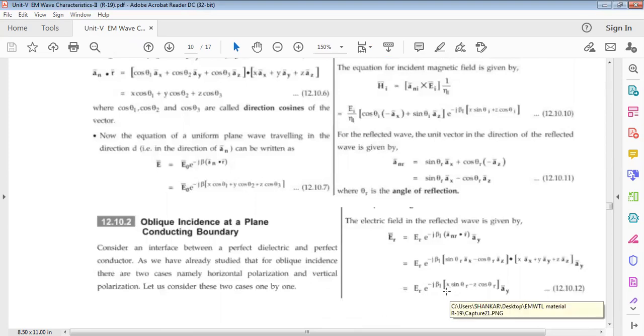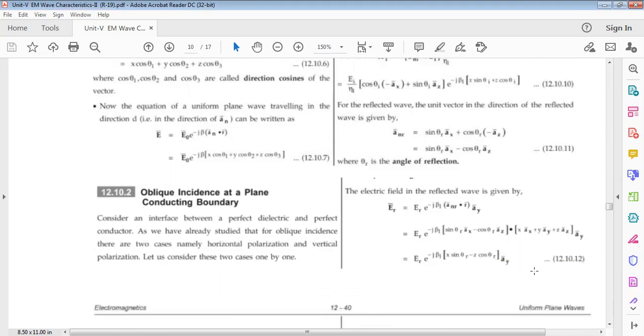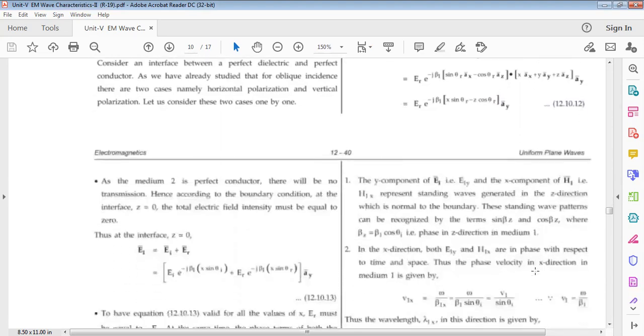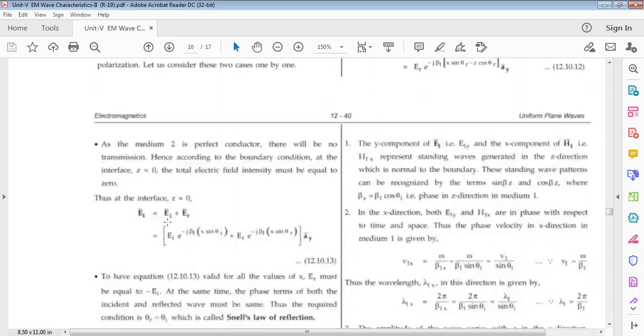And ER bar is ER into e power minus j beta 1 x sine theta r minus z cos theta r into AY bar. HI bar is equal to, we got the function. Then as medium 2 is a perfect conductor, there will be no transmission because the conductivity is very high. Intrinsic impedance is equal to 0. If intrinsic impedance is 0, the transmission coefficient is 0. So E1 bar is a combination of EI plus ER only.